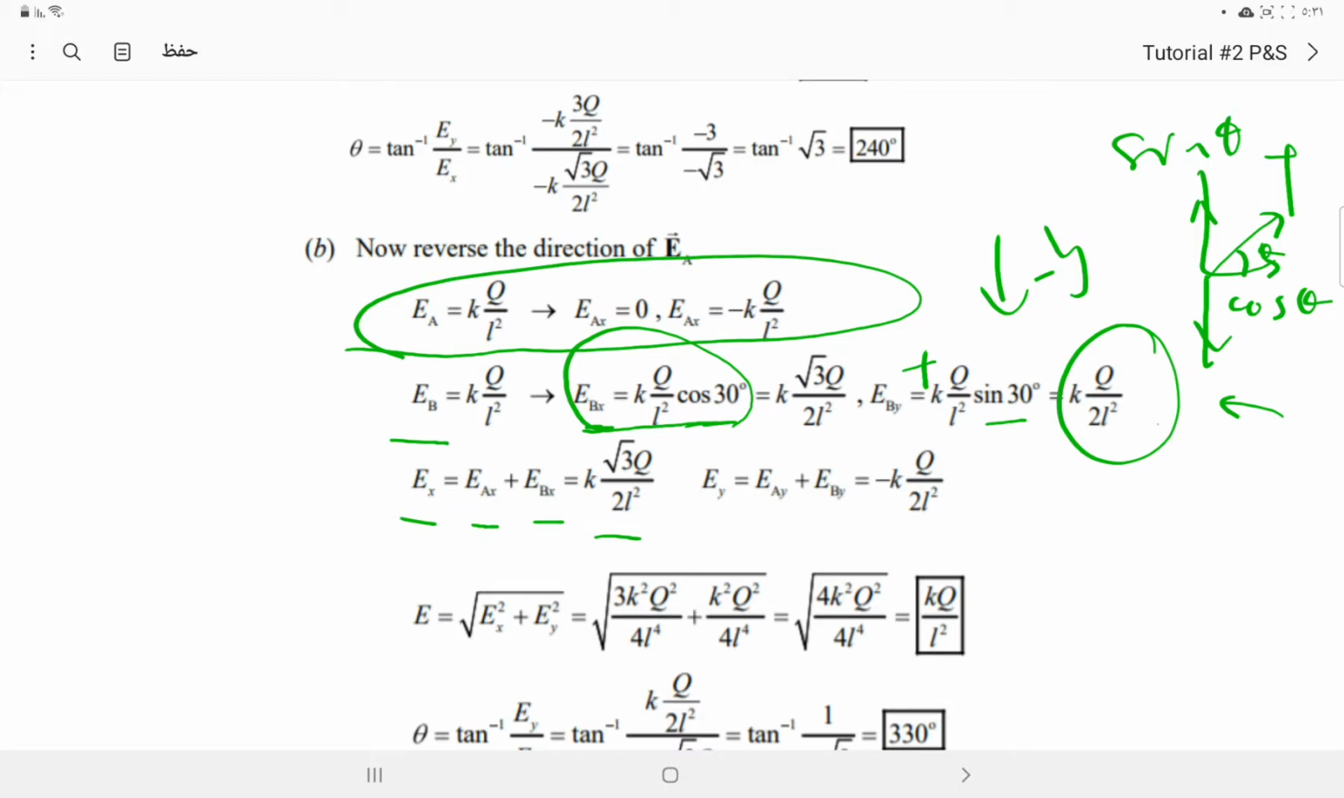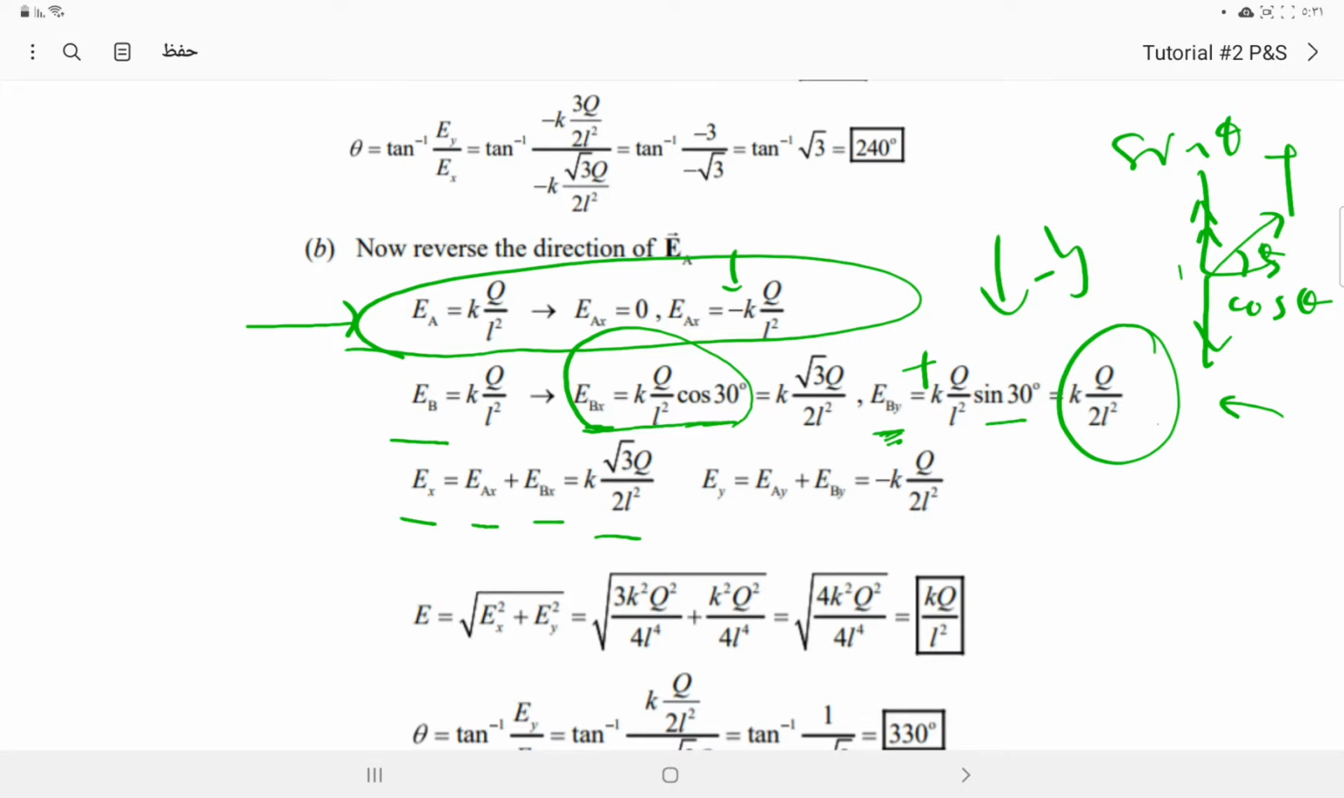Here EA is going down only in the Y direction. This is why we have a minus sign here. That's fine. What about X? In X we only have this component. But now in Y we have two components. One is going down, and the other one, which is this one, is going up. So yes, we have now two components.